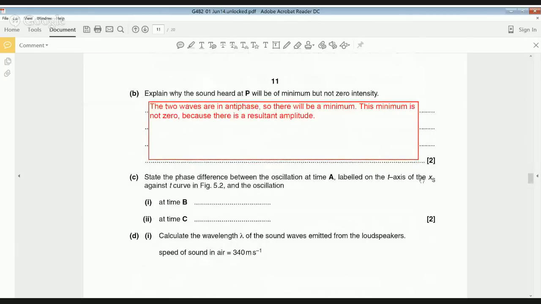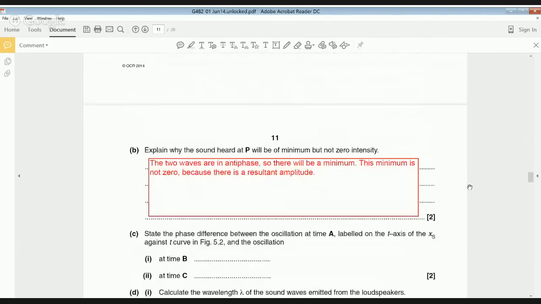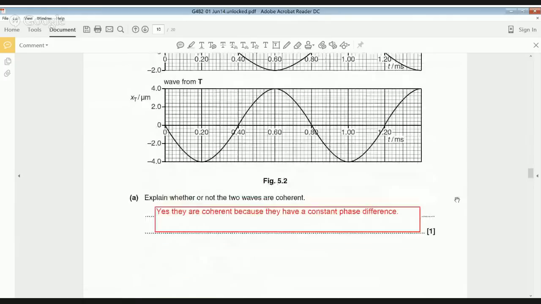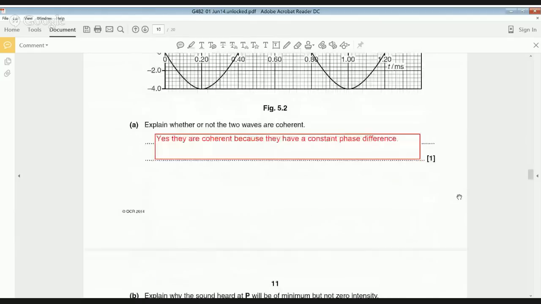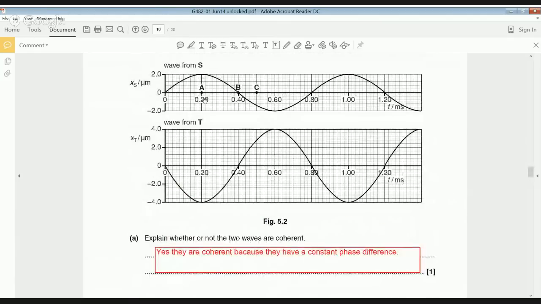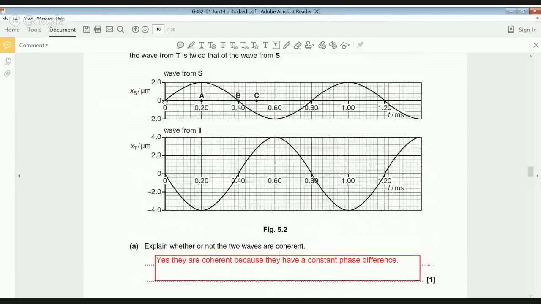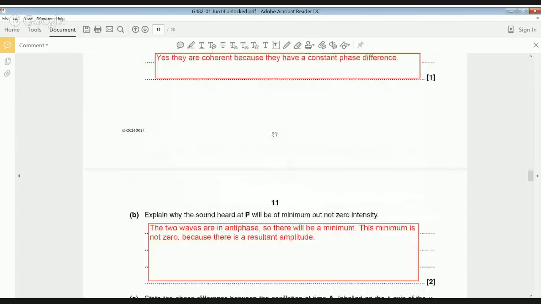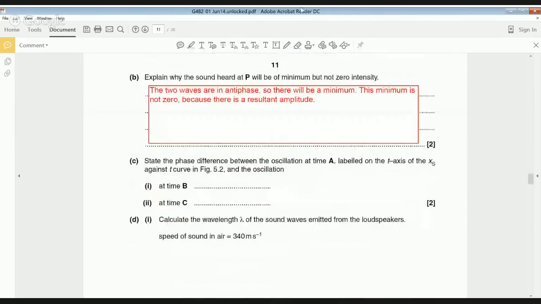State the phase difference between the oscillation at time A labeled on the t-axis. So A to B, the first part asks for. Well, one whole wave here from 0 to 0.8 is 360 degrees. From 0 to 0.4 is half a wave. That's going to be 180 degrees. And this from A to B here is half of that, so a quarter of a wave, which is 90 degrees.